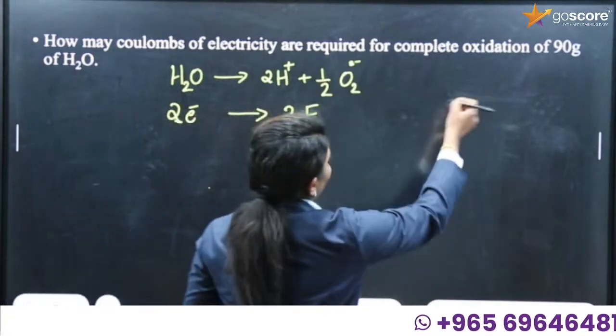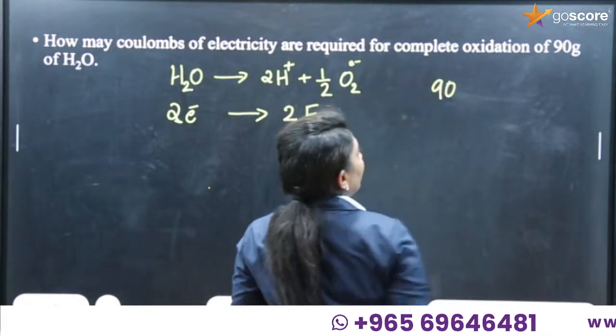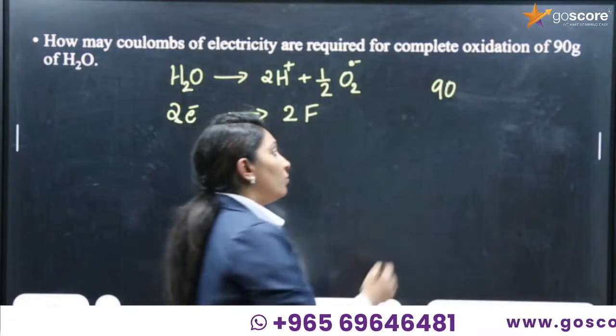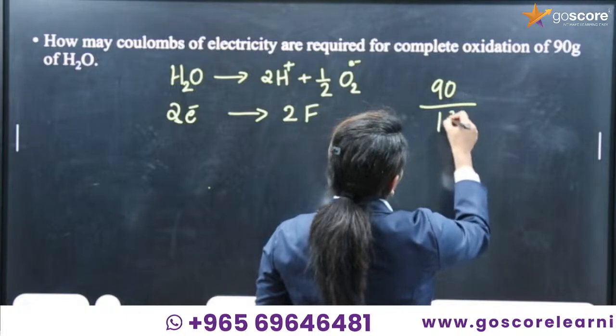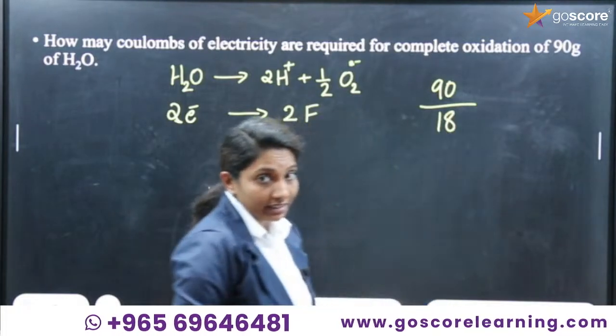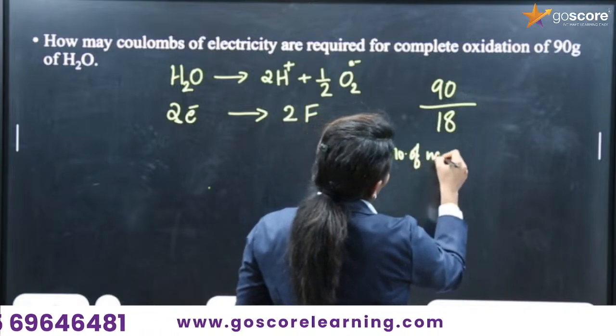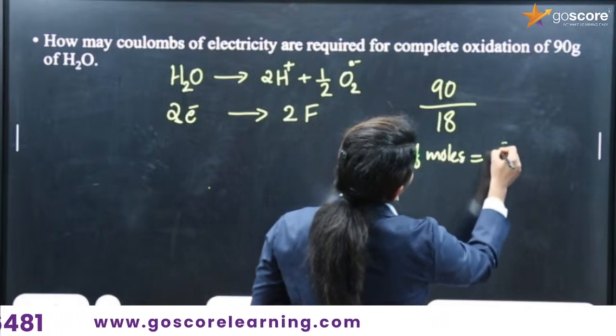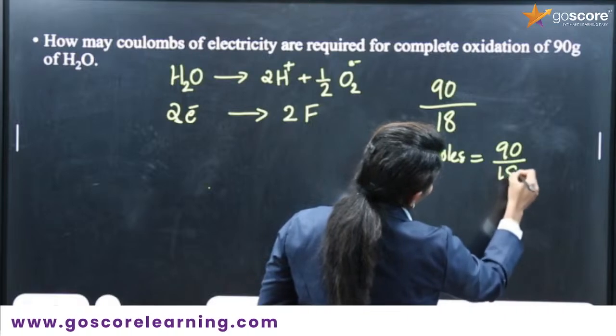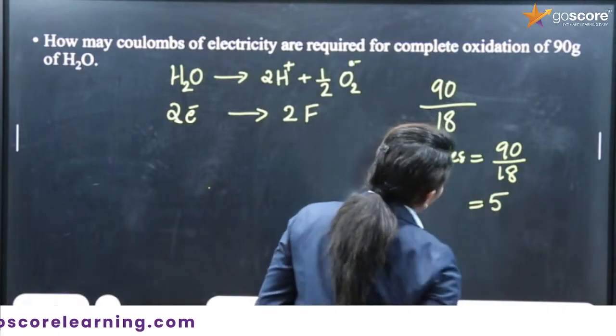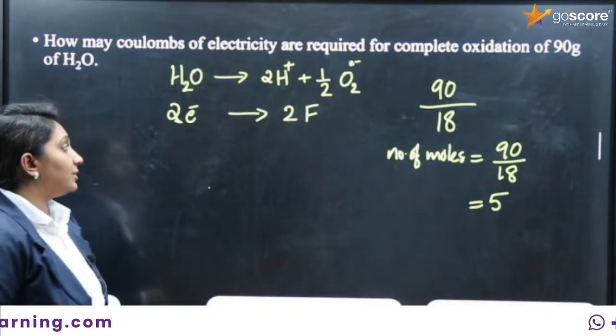So we know that 1 mole of water... or either you can do it like this. Here we have been given the mass, 90, right? What is the molar mass of water? It is 18, right? So what will be the number of moles? Number of moles is equal to given mass by molar mass. You will get the value 5, right?